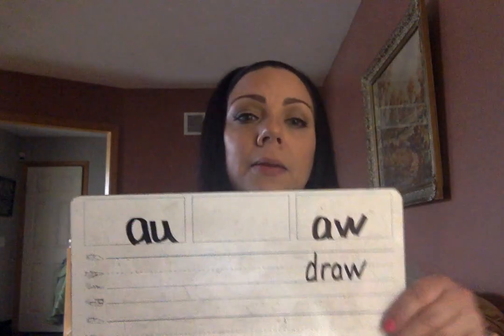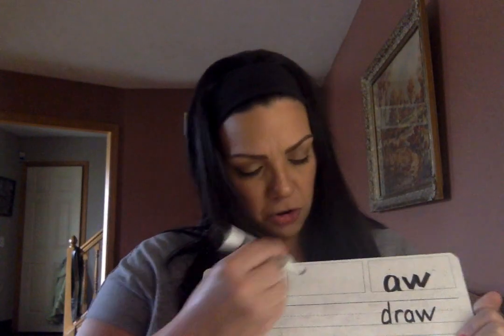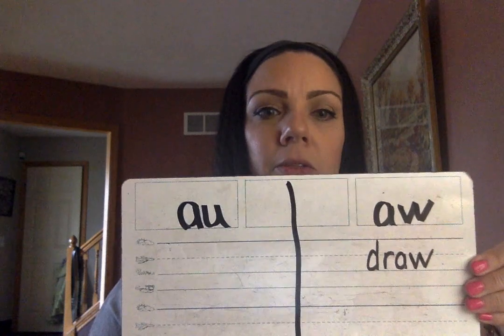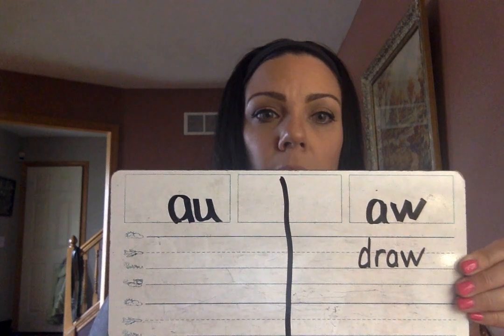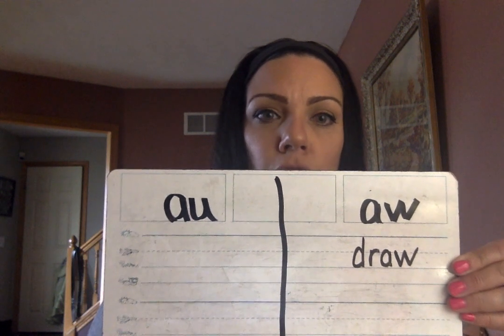I'm a little cold. I'm going to put my sweatshirt on here. So we are going to spell the word draw. Remember, it's not drawl. Do not draw me a picture. It's draw. Okay? Draw. All right. Now, I'm going to actually put a line down the center to have the words on either side. Okay? Draw.